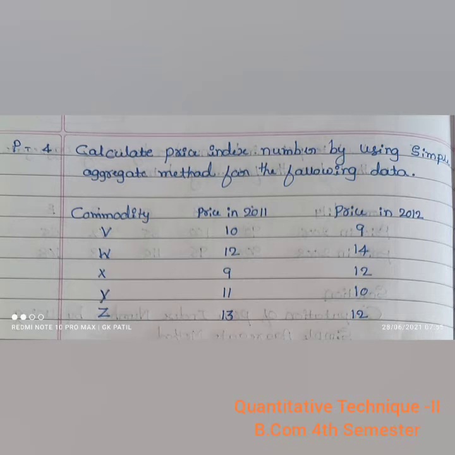In this problem we first have to identify which year is the base year and which year is the current year. 2011 is the old year, so we take it as the base year. 2011 is the base year P0, and 2012 is the current year, so we take P1 as 2012. Now we add all the values of 2011 and all the values of 2012, and by that we get the P0 total and P1 total. Okay, let's total the columns.